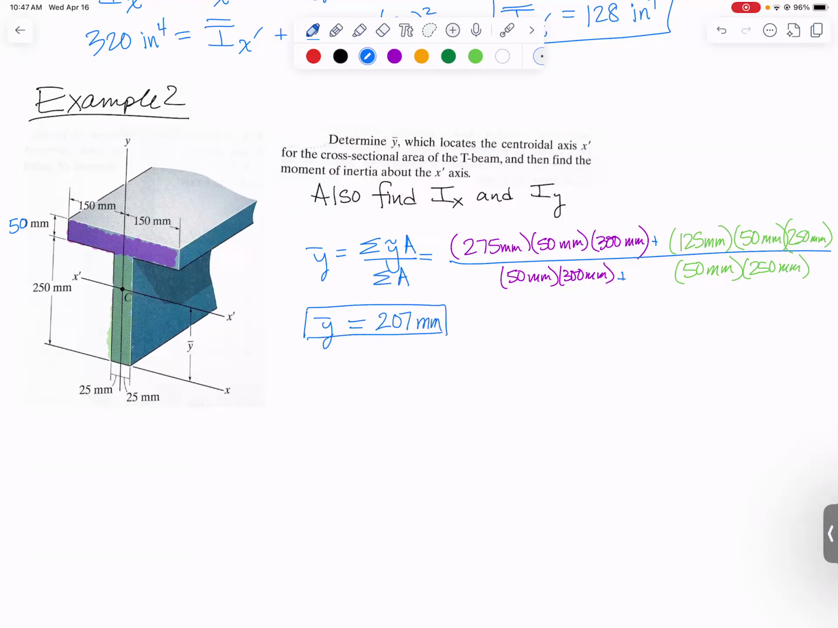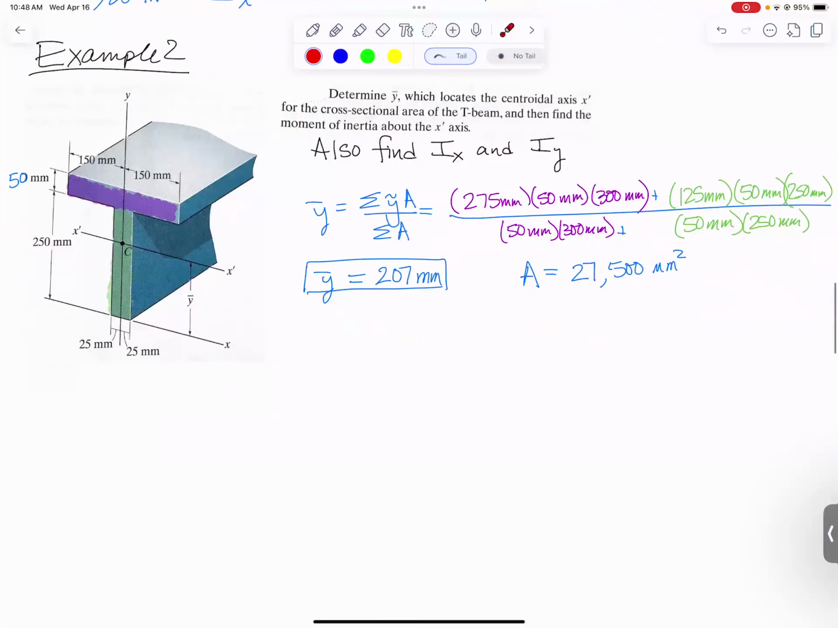Does that make sense? Does it pass the reasonable test? Well, my 2 centroid locations were at 125 and 275, and it is in between them. So yes, passes the does it make sense test. We also get that total area from the bottom of the fraction is 27,500 millimeters squared. I really like finding Ix right after finding the centroid because we already know the distances to use.